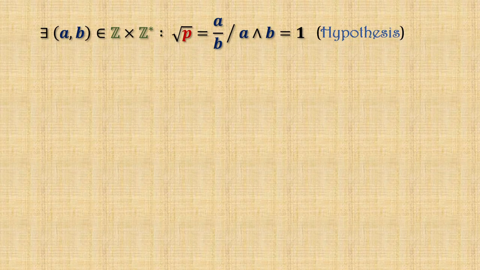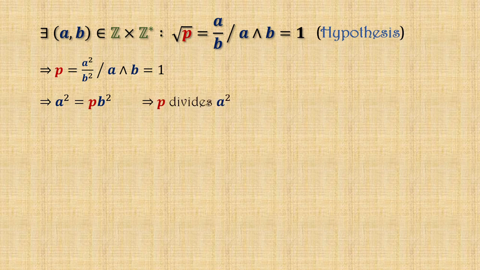Well, let's suppose that indeed, there are two coprime integers a and b, such that the square root of p is equal to a over b. Then, we would have p equals a square over b square. And this means that a square equals p multiplied by b square. So, p divides the square of a, which means that p divides a. Let's bear this result in mind and write it aside.